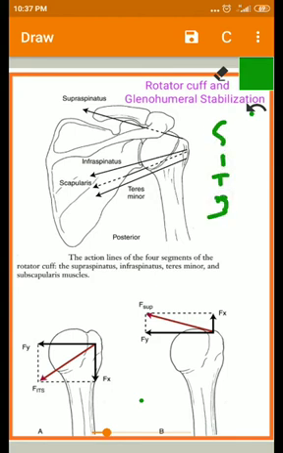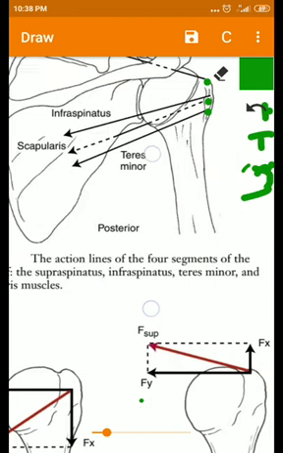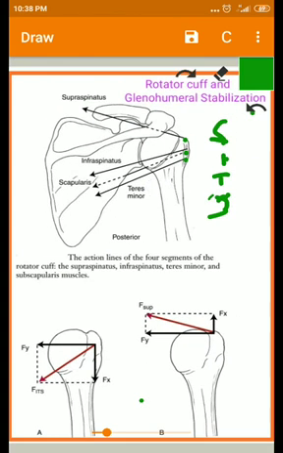So the first one is the supraspinatus, which is attached to the upper impression on the greater tubercle, and then the infraspinatus in the middle impression, and next one is the teres minor, which is at the lower impression on the greater tubercle, whereas the subscapularis, which is present on the anterior aspect, is inserted on the lesser tubercle.